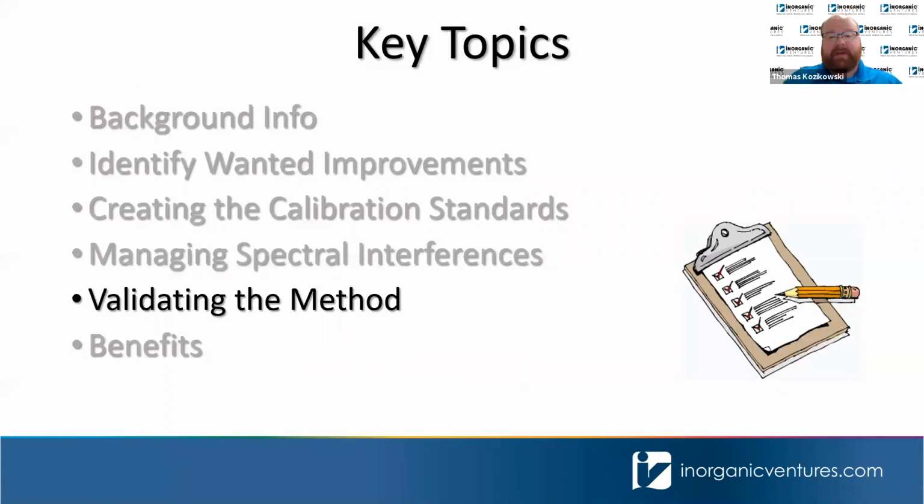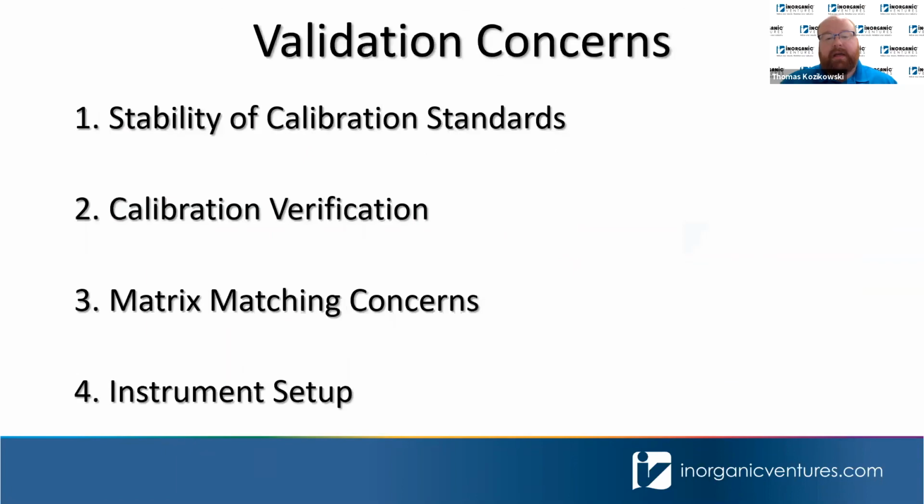All right, thanks, Mike. Our last topic is validating the method. Obviously, we built it from the ground up with new calibration standards and a new interference table. So how do we pull all this together and make sure it is fit for our purpose? We're going to go through 4 different validation concerns. First is the stability of calibration standards. The next is the calibration verification. How do we know that the calibration curve is actually valid?